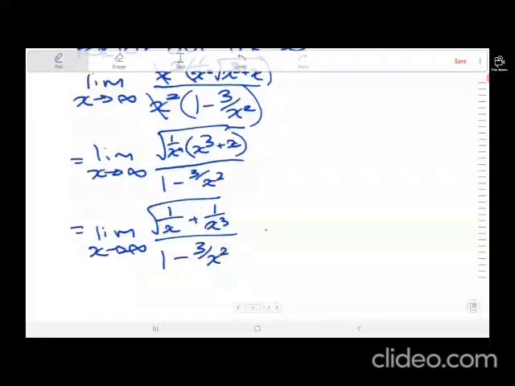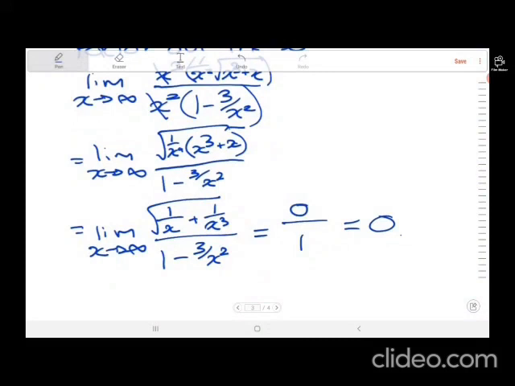So what do we get? Well, 1 divided by x goes towards 0. 1 divided by x cubed goes to 0. So the terms inside the square root tend towards 0. The square root of 0 is 0. And in the denominator, we have 1 minus 3 over x squared. 3 over x squared tends towards 0 as x goes to infinity, so we expect that to be 1. We have 0 divided by 1, so this limit is 0.